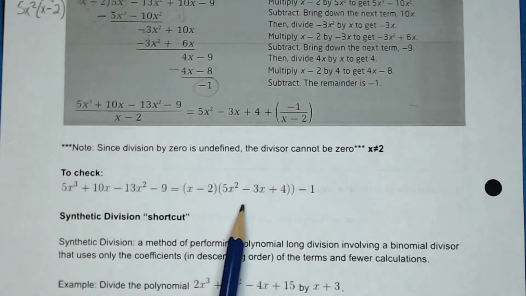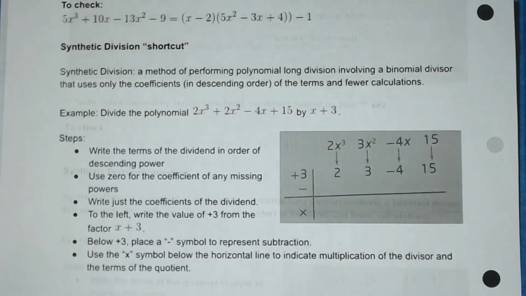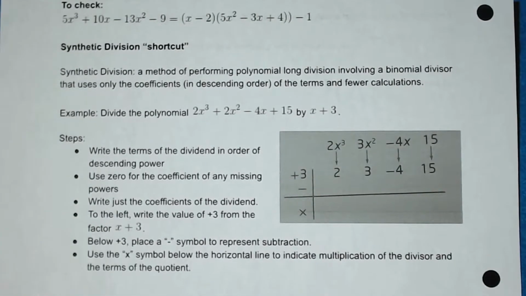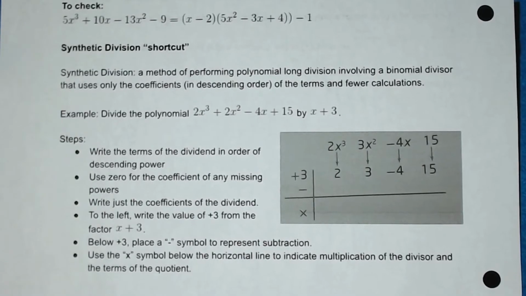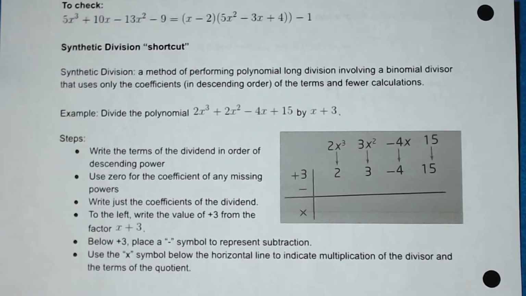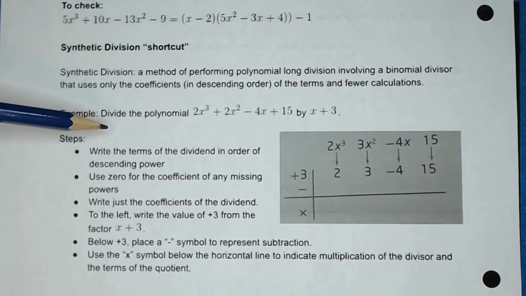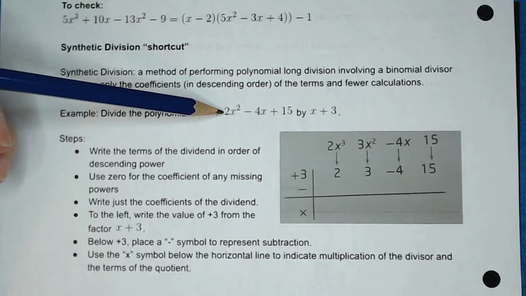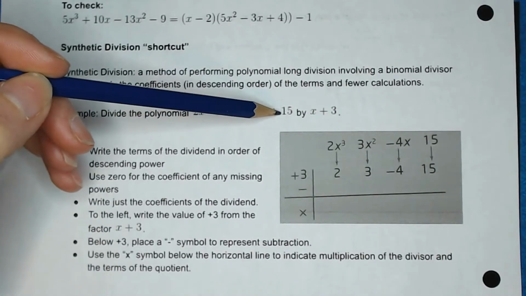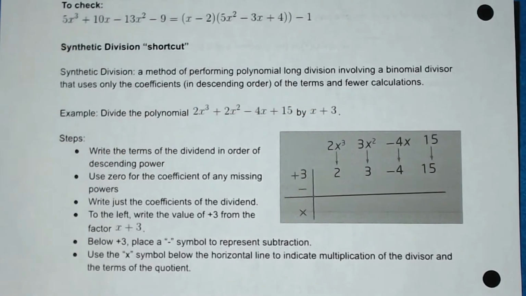To check, you just plug it back in and confirm that the two sides are equal to each other. That's the basic idea behind it, but we have synthetic division as a shortcut. So this can be a way to take the confusion out of it and help you to find the answer a little bit more quickly. So for example, divide the polynomial 2x cubed plus 2x squared minus 4x plus 15 by x plus 3.